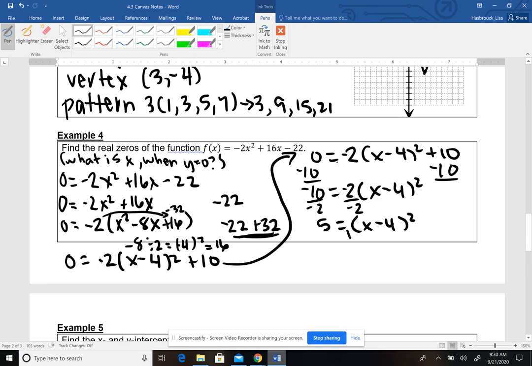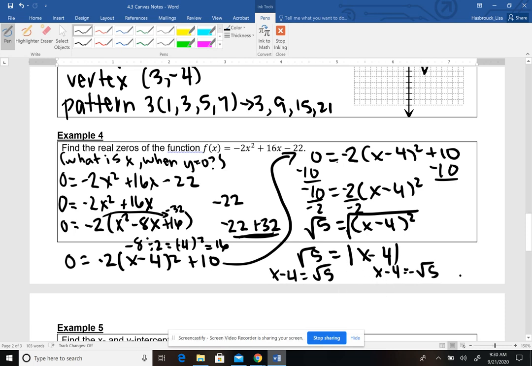Now I can square root both sides. So I get the square root of 5 equals. Recall, whenever you square root a squared quantity, it becomes an absolute value. So I have the absolute value of x minus 4. I split this up into x minus 4 equals a positive root 5, and x minus 4 equals a negative root 5.